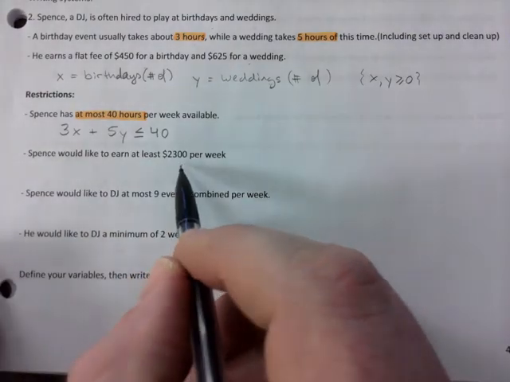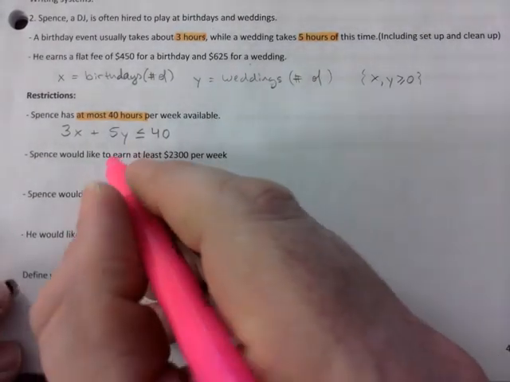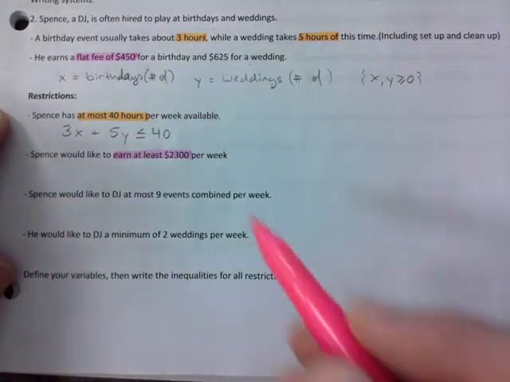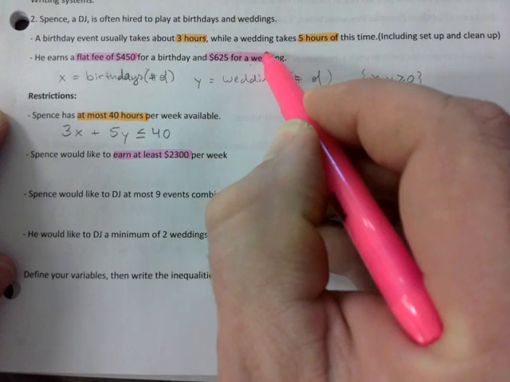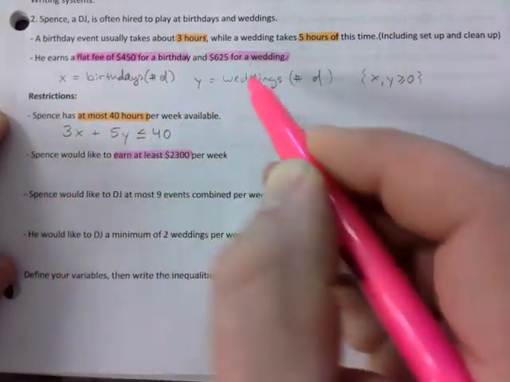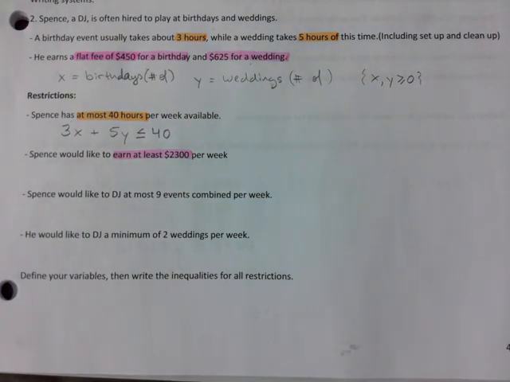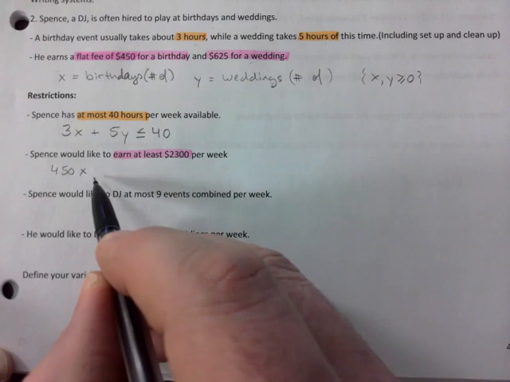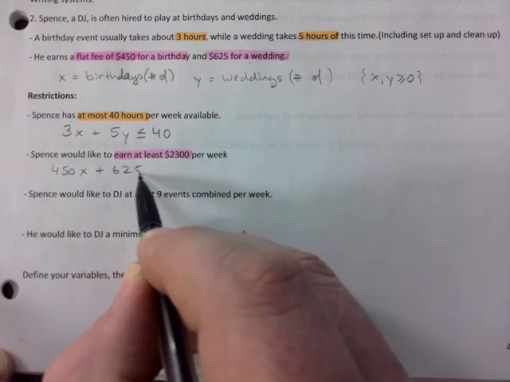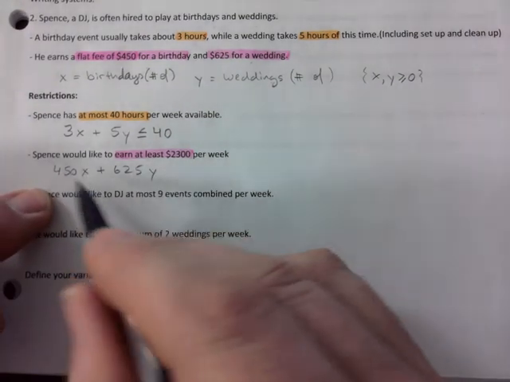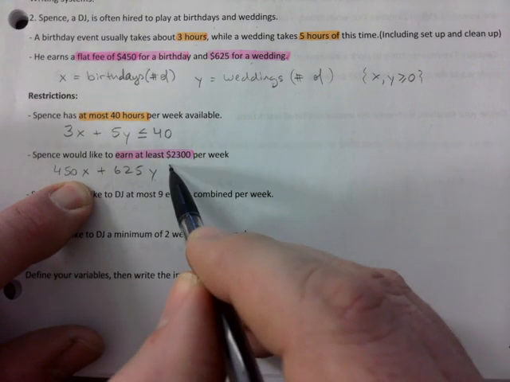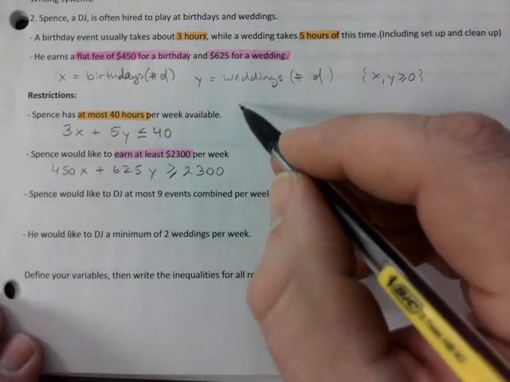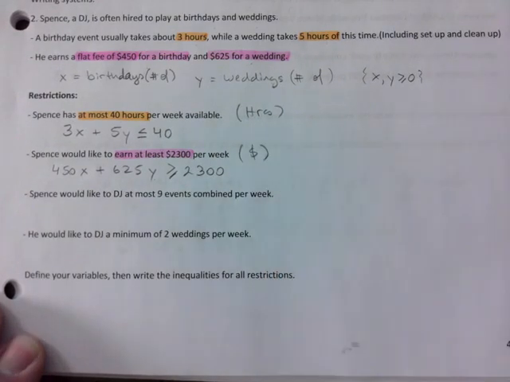Next, Spence would like to earn at least $2,300 per week. And that's where you use the $450 for a birthday and the $625 for a wedding. How about I'll highlight birthday and wedding like that. That statement has dollar amounts. So I'm going to go 450 for a birthday, that's how much you make for every birthday, and 625 for every wedding. And you want whatever combination of events to be greater than or equal to $2,300. This one talks about hours, this one talks about dollars.